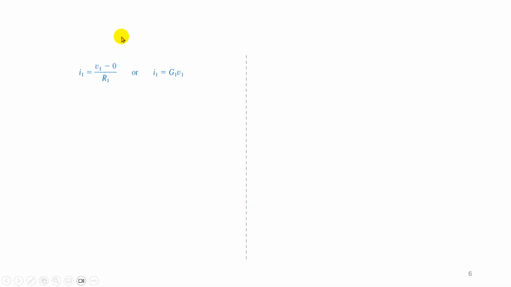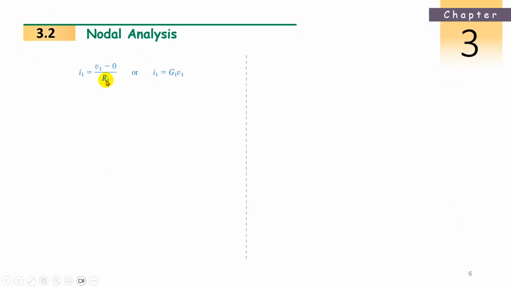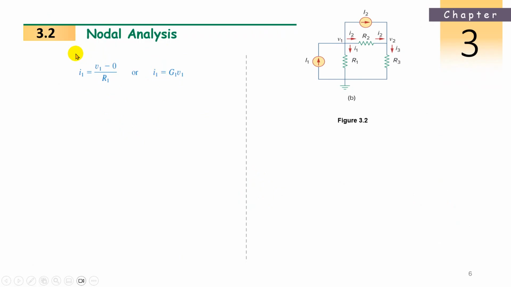Okay, now come to the first one. What is I1? V1 minus 0 divided by R1. We can also write this in terms of conductance, 1 by R1 equals G1, so G1 V1. So what is I1? V1 minus 0 divided by R1. Next, I2.